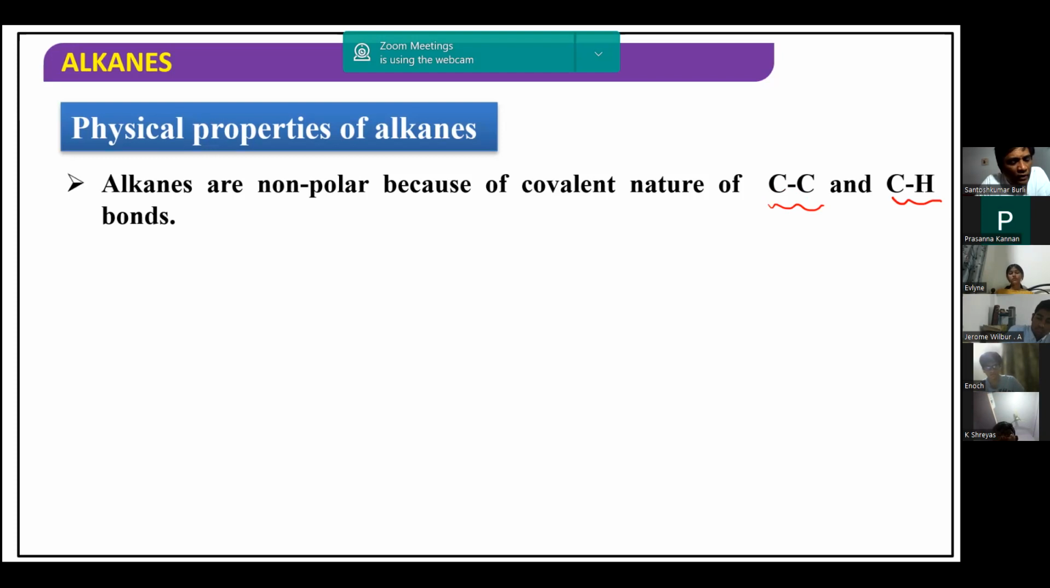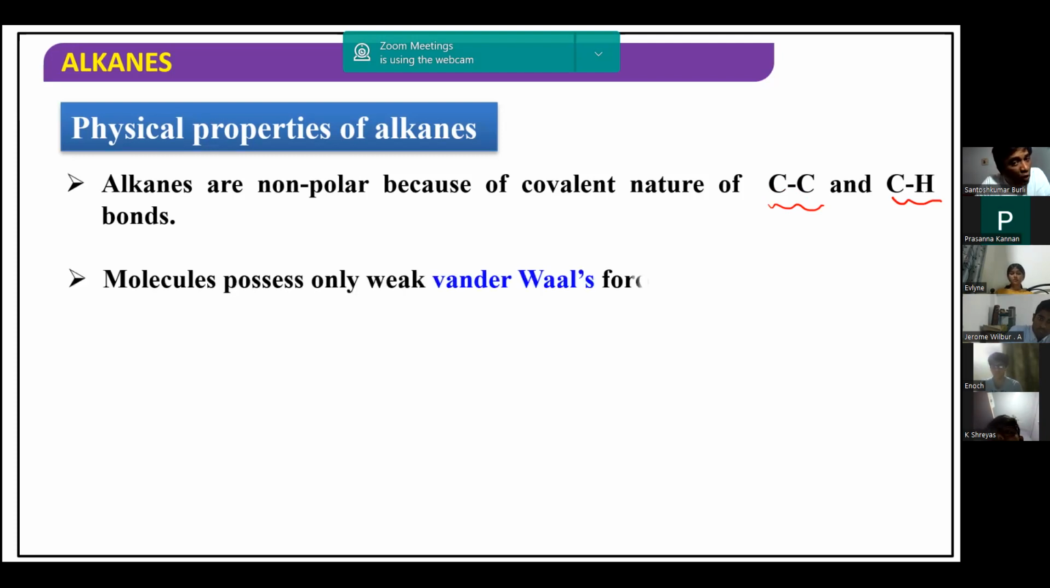We say a bond is polar when there is an electronegativity difference between the covalently bonded atoms, but here there is not much electronegativity difference. Therefore, these are non-polar. So between the molecules, say if we have one ethane molecule and another adjacent ethane molecule, C2H6 and C2H6, what type of interaction can we observe here? A very weak van der Waals force of attraction.